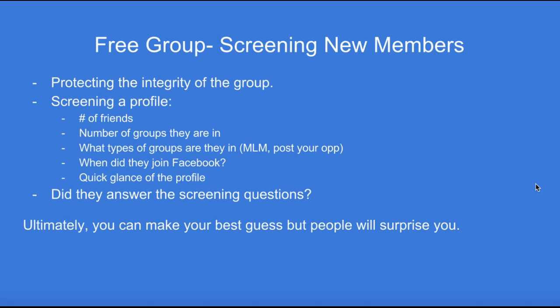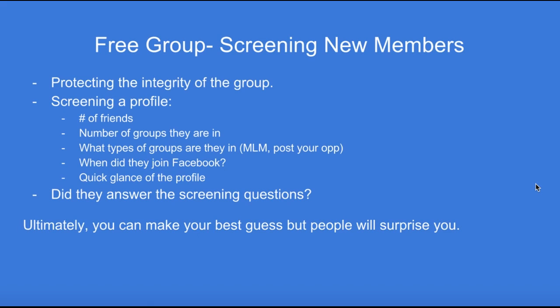And so whenever you're screening a profile to decide whether or not this person should come into your group, you may want to check out things like their number of friends, number of groups that they're already in. That's a big one because sometimes you'll see crazy numbers, like upwards of 1,000, 2,000 groups. And so you can tell from that that person isn't really there to be a part of that community and that they're simply looking for groups to join for one reason or another. I also like to check out what kinds of groups they're in. And so sometimes you may find out what they're about simply by the other groups that they're a part of.